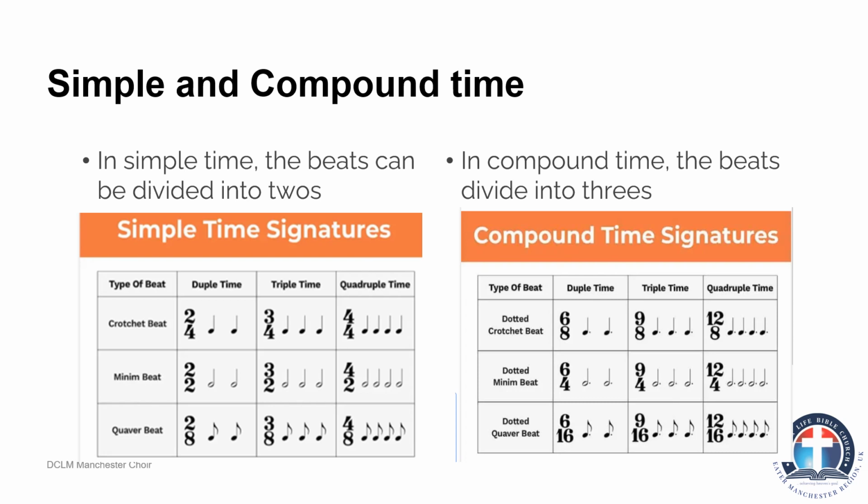We'll come to what makes it duple and triple and quadruple in a bit. But just to summarize, simple time, the bits are divisible into twos. Compound time, the bits are divisible into threes. For simple time, the number on the top is 2, 3, or 4. For compound time, the number at the top is 6, 9, or 12, or must be divisible by 3.